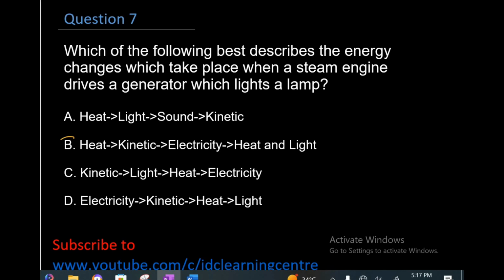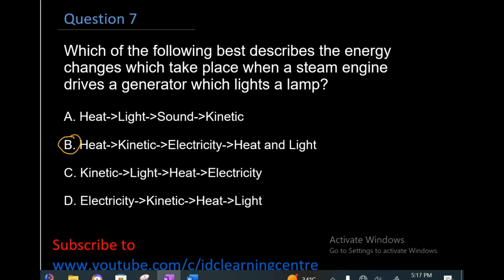Remember, conservation of energy, the law states that energy can neither be destroyed nor be created, but it can be transformed or converted from one form to the other. So what happened here is energy conversion, right? We have heat energy converted to kinetic energy, which produces electricity. Then the electricity is converted into heat. That heat now gives rise to the light.